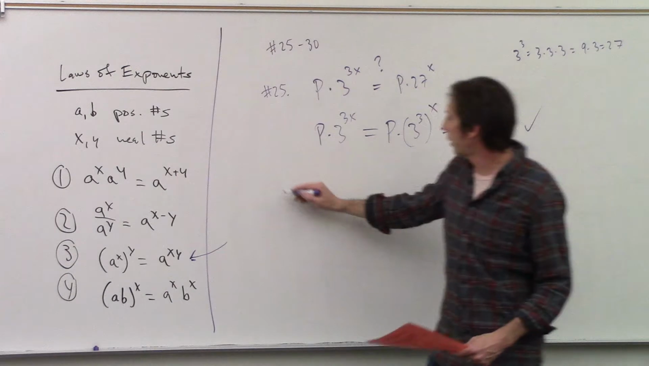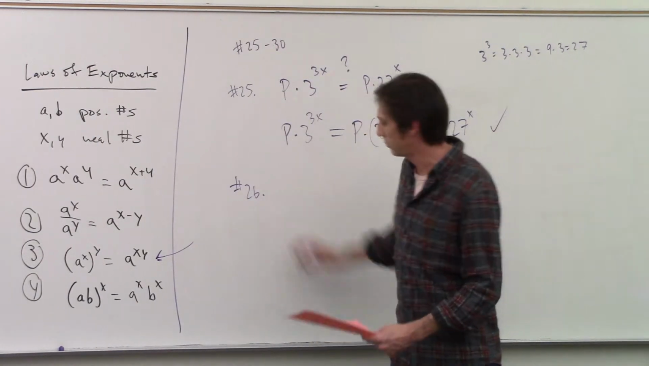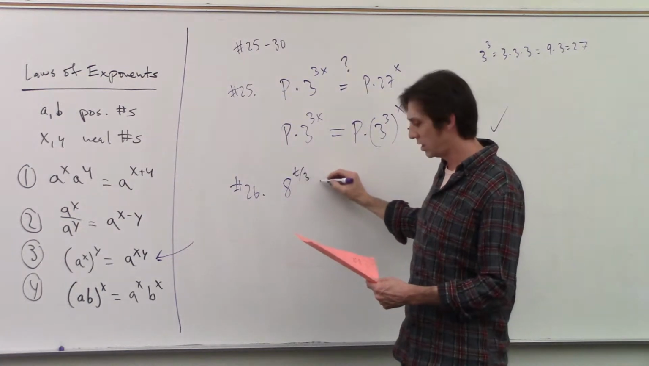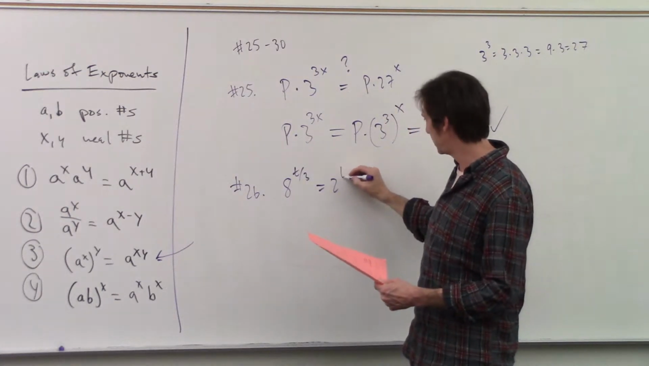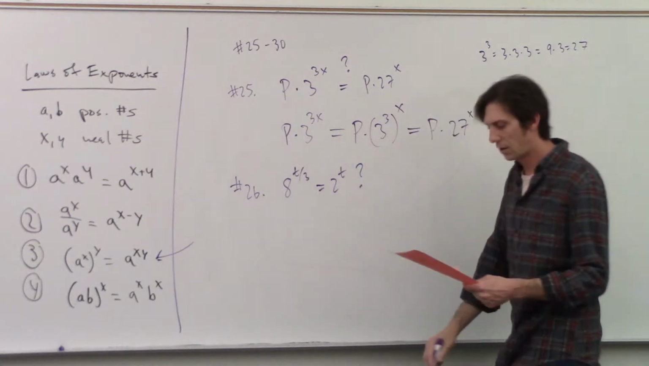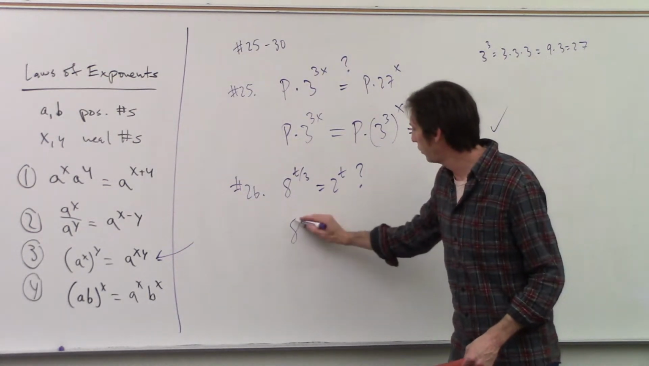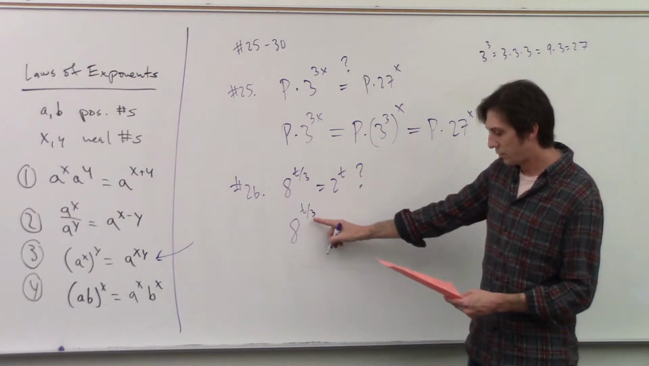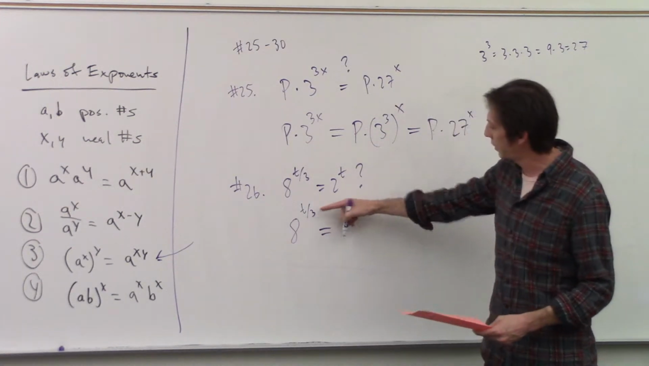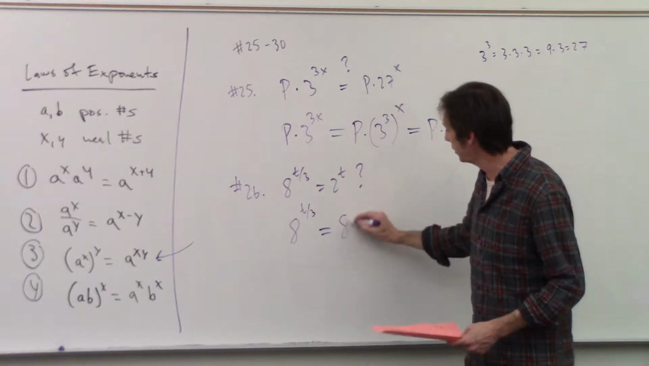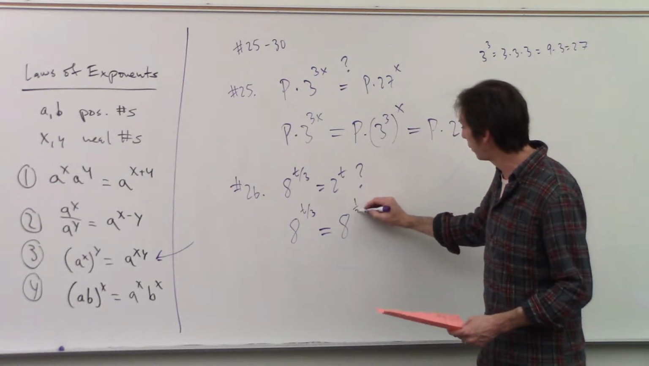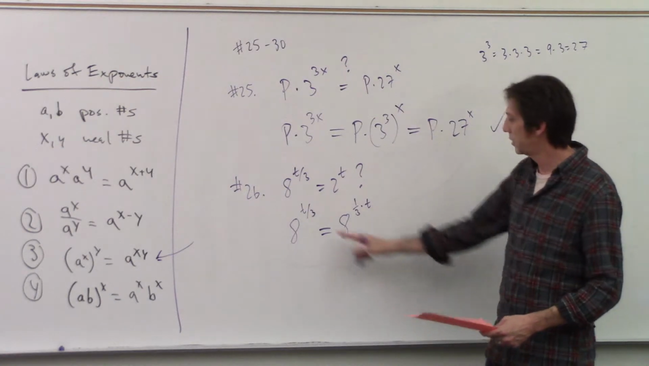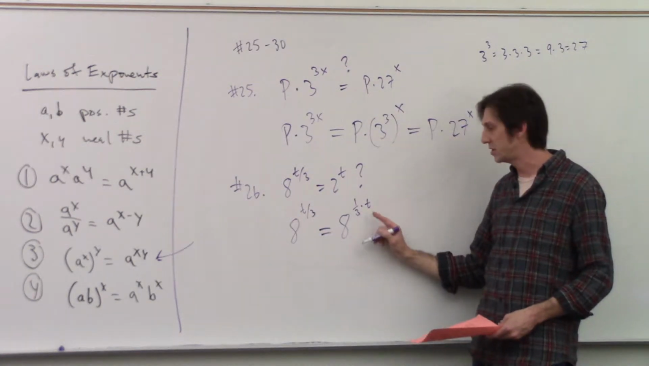With number 26, again, it's going to be the same kind of thing. I want to show that 8 to the t over 3 is equal to 2 to the t. All right, so how does that work? We're starting with 8 to the t over 3. This t over 3 in the exponent, I can think of as 8 raised to the 1/3 times t. Right? T divided by 3 is 1/3 times t.